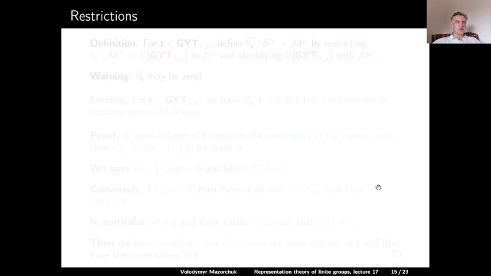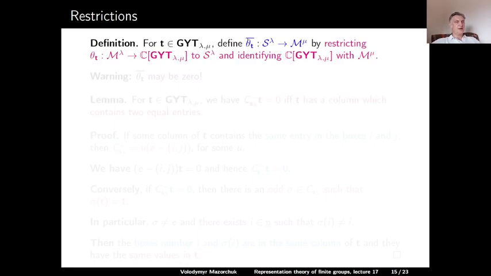So now we have constructed homomorphisms between permutation modules. We want to restrict them to Specht modules. For a generalized Young tableau T of shape lambda and content mu, define the homomorphism theta T overlined from the Specht module S lambda to the permutation module M mu by restricting the homomorphism theta T from M lambda to our linearization of GYT lambda mu. So we restrict it to S lambda and then also identify the target module, the linearization of GYT lambda mu, with the permutation module M mu. We saw that these two modules are isomorphic.